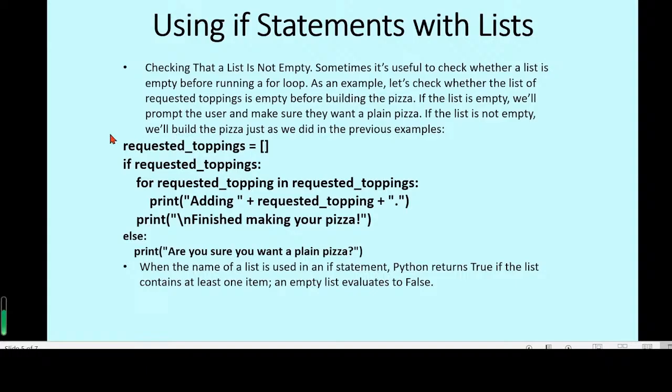So we first create an empty list for request toppings. Next we will run if request toppings, which means if request toppings has at least one element and is not empty, then it will run the for loop. Else, if request toppings is empty, we will run another message. So when the name of a list is used in an if statement, Python returns True if the list contains at least one item. An empty list will evaluate to False in these conditional tests.